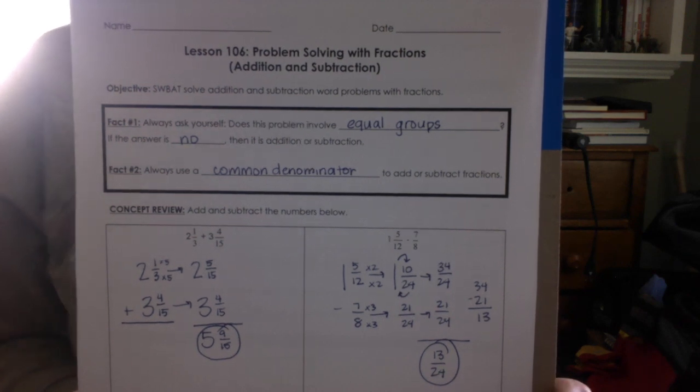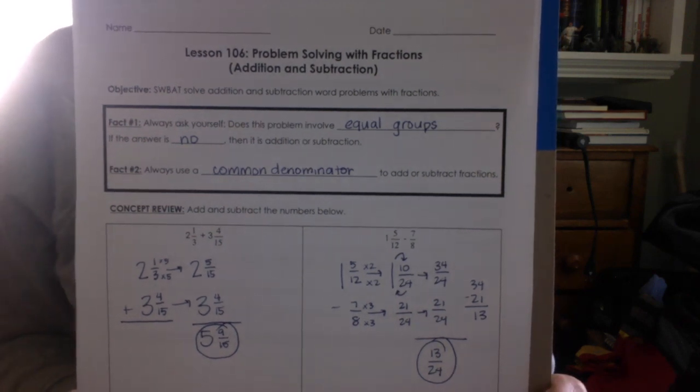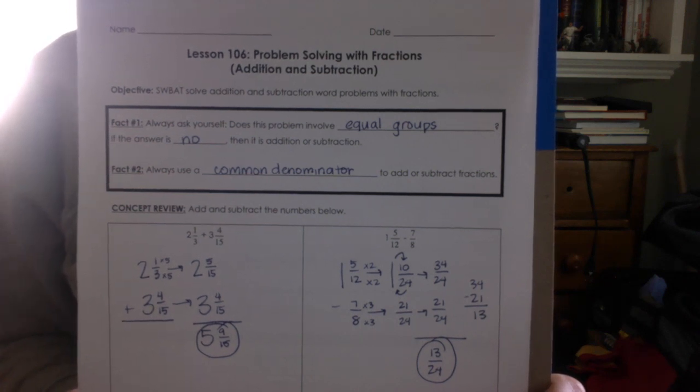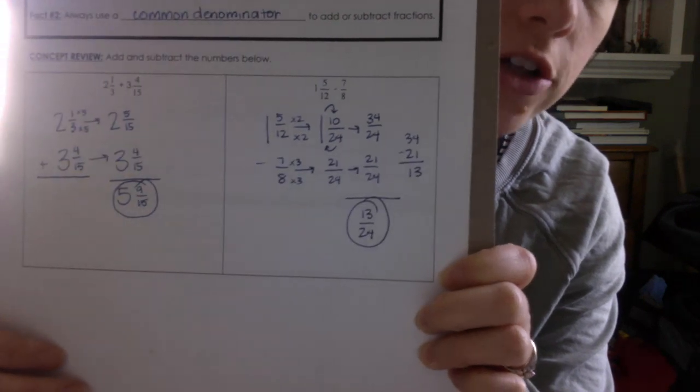Fact number two, this is the most important thing, really. Always use a common denominator to add or subtract fractions. So whatever you are doing before you add or subtract, you must convert them so that they have a common denominator. Let's look at the concept review, which is just two brief examples, one addition, one subtraction.